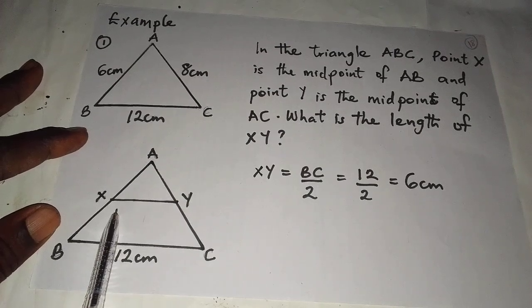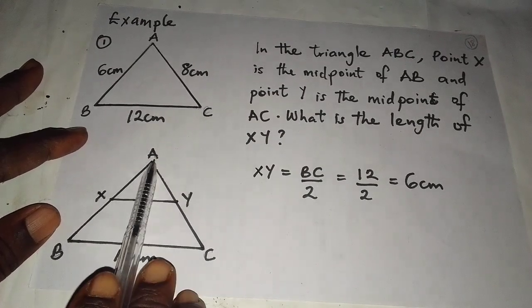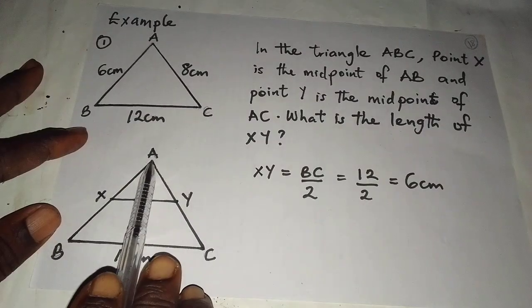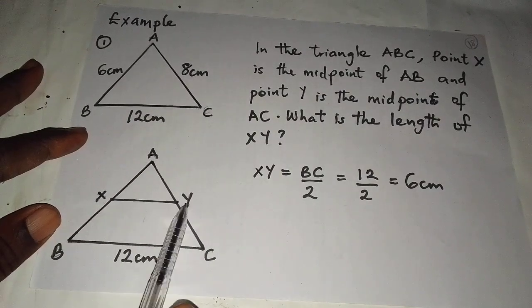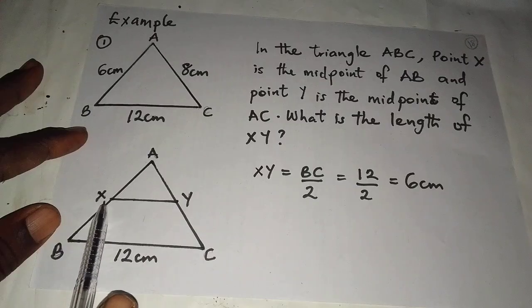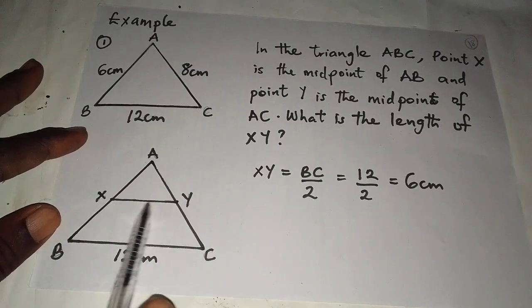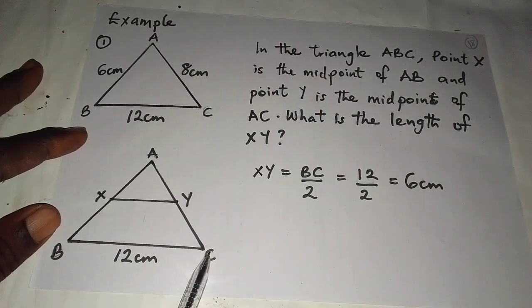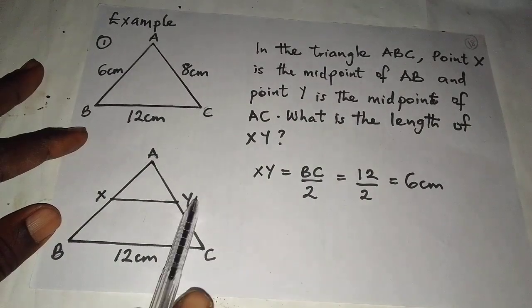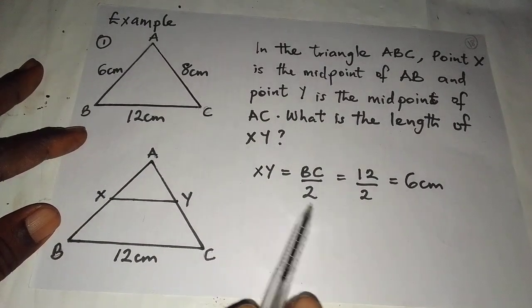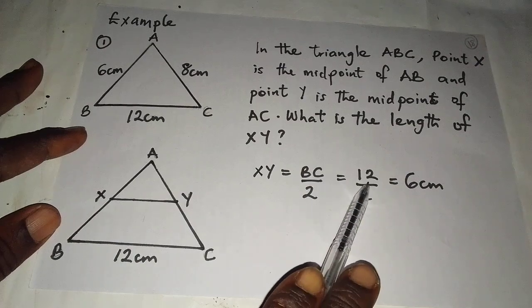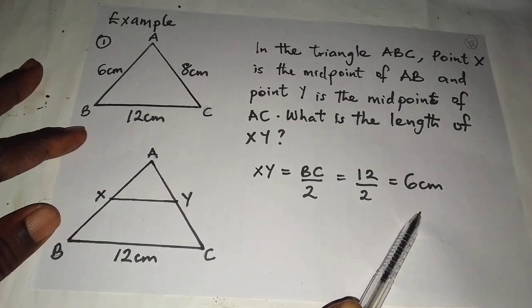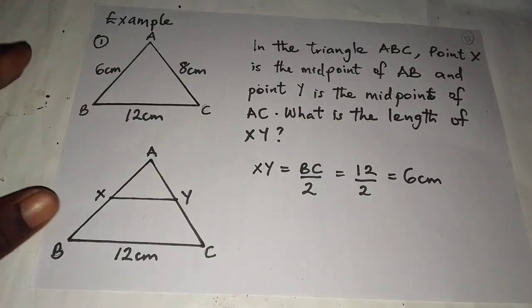Since the question has told us that the midpoint of this side and the midpoint of this side form a line, according to the rule this line should be parallel to the base here, and it will be half the length of the base. So our XY will be this 12 centimeters divided by 2, which is 6 centimeters. Now let's look at another example.